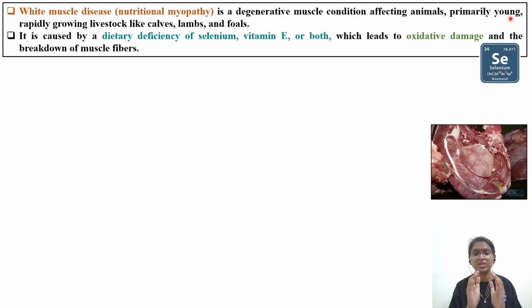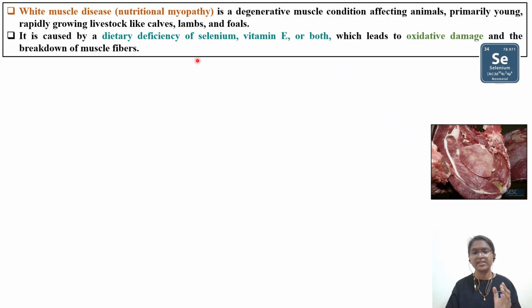Particularly, they are exposed during the gestation period. So the babies which are formed, baby calves or lambs, are primarily young and rapidly growing livestock like calves, lambs, and foals. This white muscle disease is caused by dietary deficiency of selenium, vitamin E, or sometimes both.